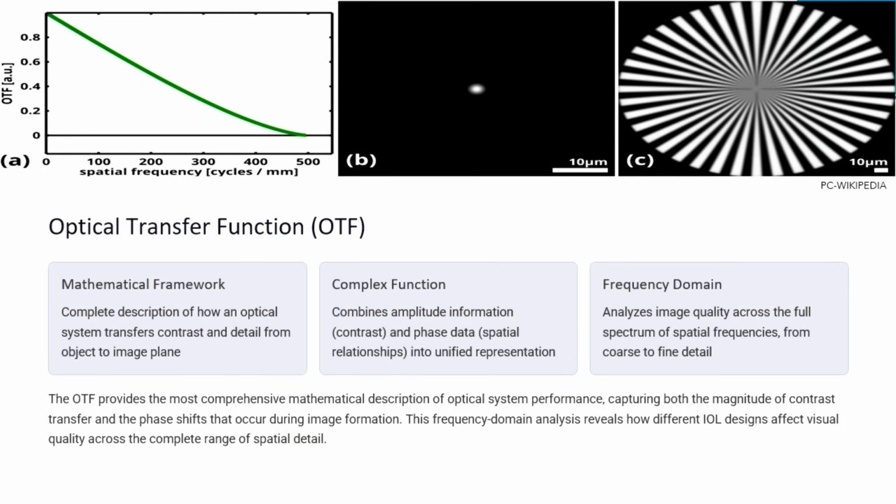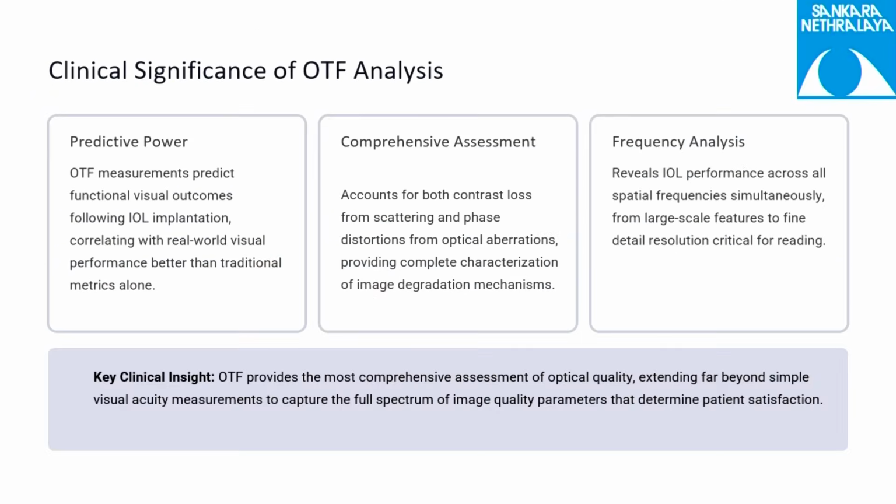So optical transfer function, as the name suggests, is basically how an optical system is transferring the contrast and detail from the object to the image. So this is a very comprehensive mathematical description of the optical system performance. The importance of this is that it provides a more comprehensive assessment of how an optical system is functioning beyond the visual acuity. We are talking about contrast loss from scattering and the phase distortions which occur from optical aberrations, and it gives us a more comprehensive outlook.